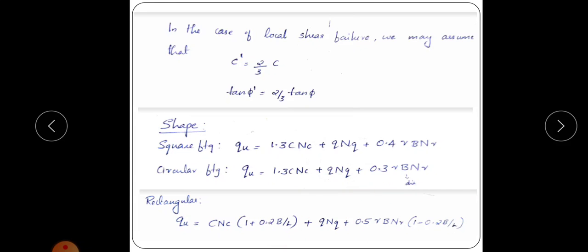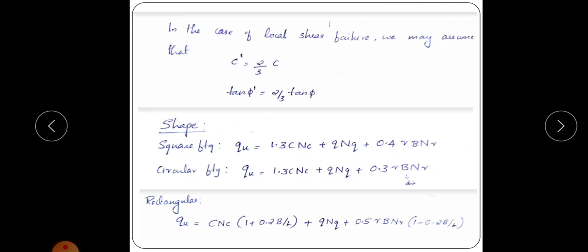That is, in the first term the constant is 1 and in the last term 0.5, same as strip footing. But the change is for rectangular, since B and L are varying, this term will come in the first and last term. That is 1 plus 0.2 B by L, and here 1 minus 0.2 B by L. So these are the equations of bearing capacity for different types of footing.